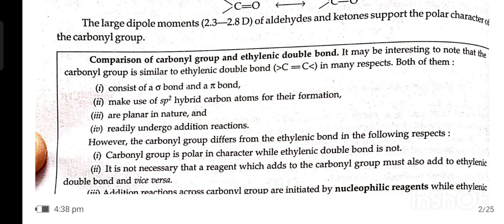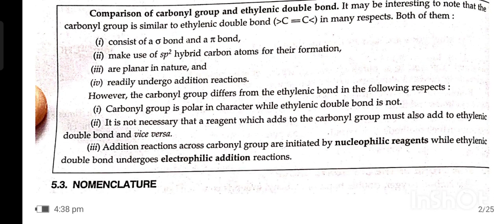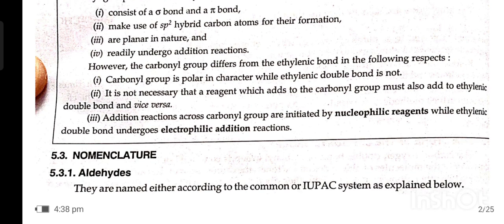However, the carbonyl group differs from the ethylenic double bond in the following respects. First, the carbonyl group is polar in character while the ethylenic double bond is not. Second, it is not necessary that a reagent which adds to a carbonyl group must also add to an ethylenic double bond and vice versa. Third, addition reactions across the carbonyl group are initiated by nucleophilic reagents while the ethylenic double bond undergoes electrophilic addition reactions.